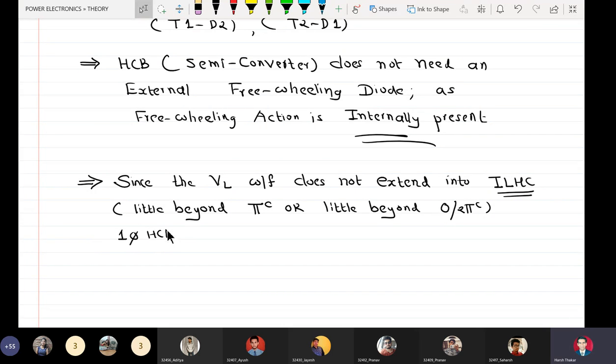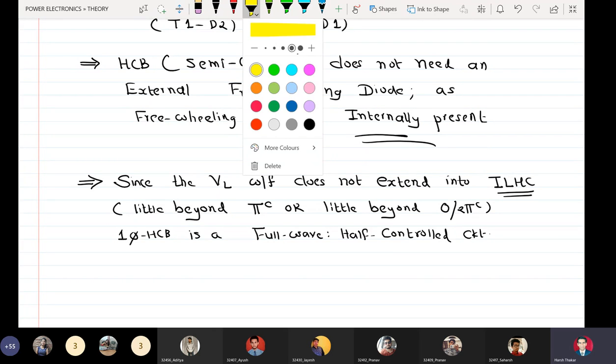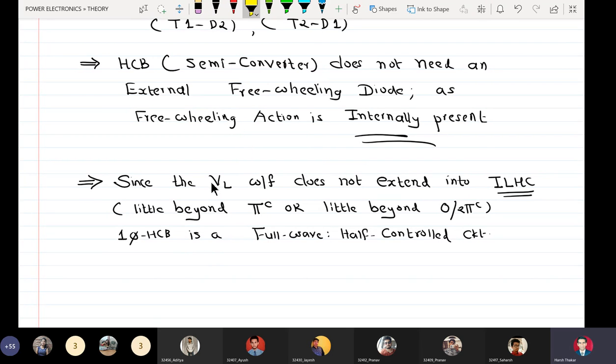single phase half control bridge is a full wave half controlled circuit. Okay, this is very important. It can be asked in Viva also. Okay, so since the VL waveform does not extend into the illegal half cycle, single phase half controlled bridge is a full wave half controlled circuit.